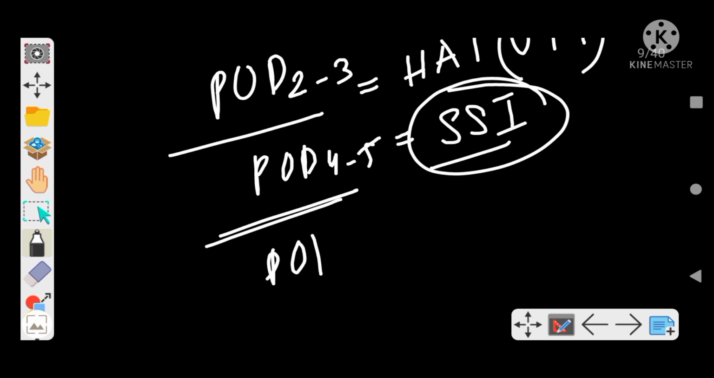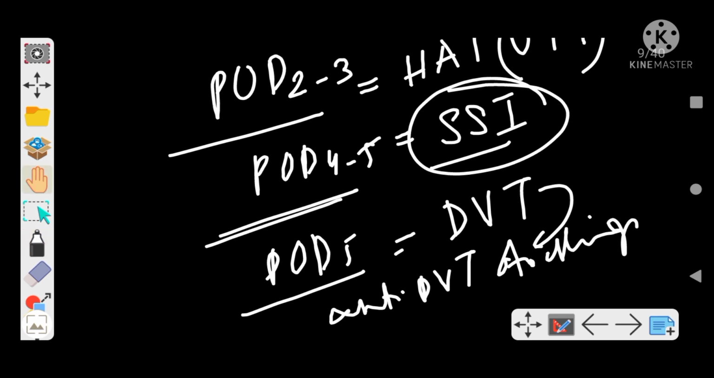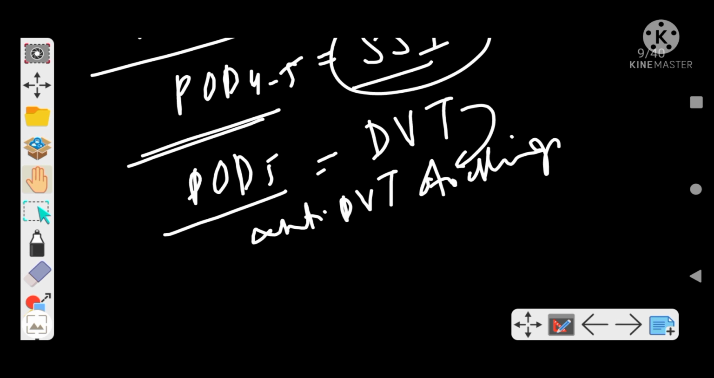In case of post-op day 5, there may be DVT, deep vein thrombosis, and to prevent that we can use anti-DVT stockings. I will show you in future slides how they look. For now, just remember that for DVT we use anti-DVT stockings, or anti-shock garments. What it does is help push the blood from the peripheries to the vital organs.